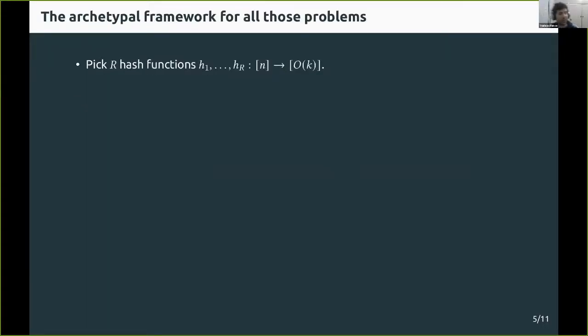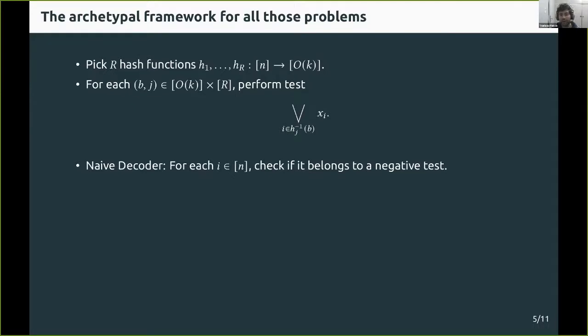Okay, now let me start with something simple. What's the archetypal framework for all those problems, including heavy hitters, compressed sensing, group testing? You pick R hash functions, capital R, which hash the universe down to k buckets. Then for each bucket and for each hash function, you perform a test, which means that all the i's which are hashed to the bth bucket under the jth hash function belong to the same test. So you have O of k times R tests. This sounds very standard, and that's true. Now how should you recover your vector? How should you decode in such a situation? You iterate over all coordinates and check if one belongs to a negative test. That's it. This is called a naive decoder.